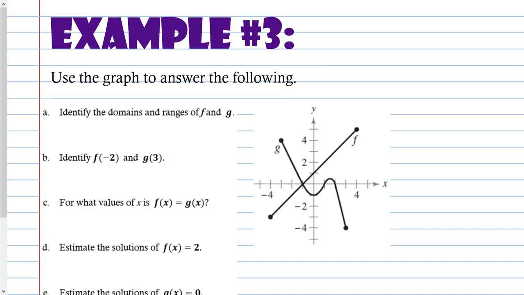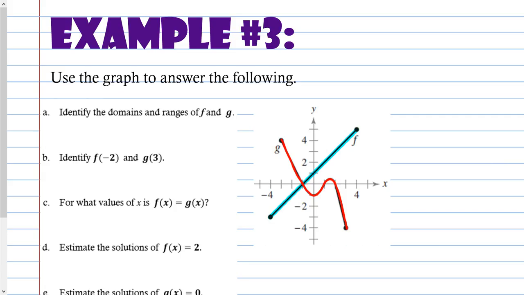Example 3, use the graph to answer the following. Here we're talking about domain and range for the first one. And because there are two, what do you call those? Curves, lines, graphs. For the sake of this example, I might just color one of them, or maybe both of them, so you know which ones I'm looking at. G is going to be the red graph, and F is the highlighted blue graph.